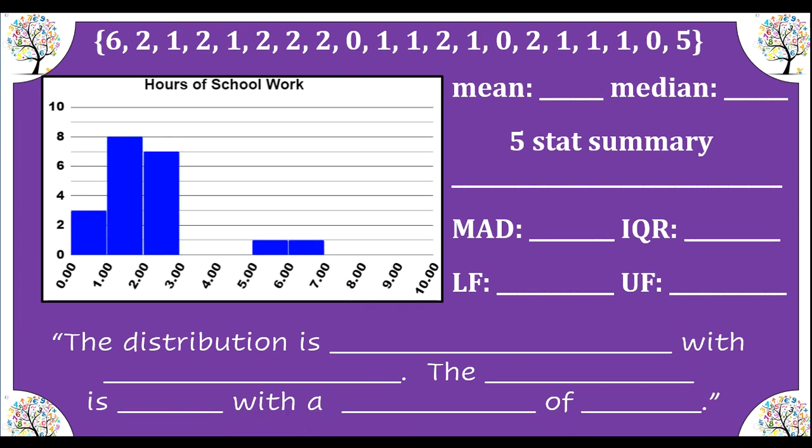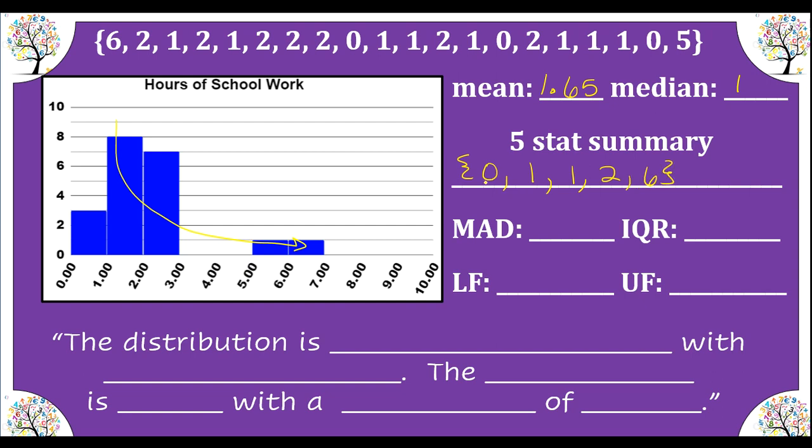Let's look at our third example. So this time, most of the data is on the left side, and we do have some that's pulling it to the right, just a few. Again, I've already pre-calculated this using my multi-view calculator. The mean, since these numbers are small, I am not going to round on this mean, 1.65. My median is 1, and my 5-stat summary is 0, 1, 1, 2, and 6.